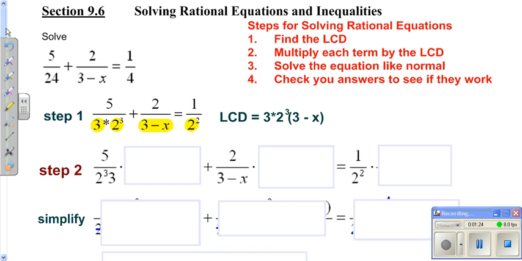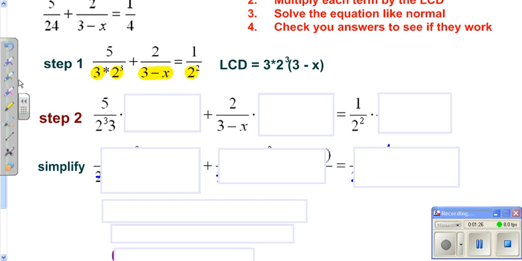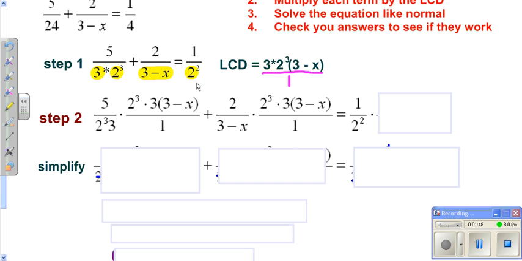Once you have your least common denominator figured out, you take your least common denominator and you multiply both sides of your equation by that. Because remember, with an equation, you can do the same thing to each side and it does not affect your answer. So the first fraction, I'm going to multiply by my LCD. Second fraction, I'm going to multiply by my LCD. And then on the right side of the equal sign, I'm going to multiply it by my LCD.